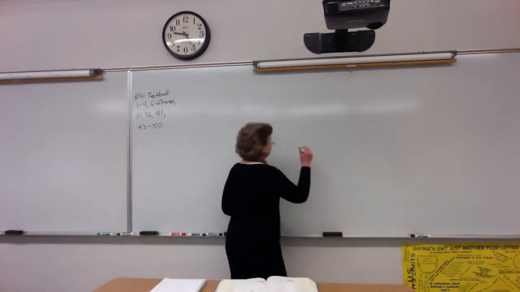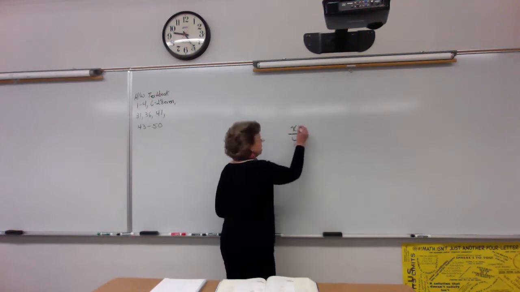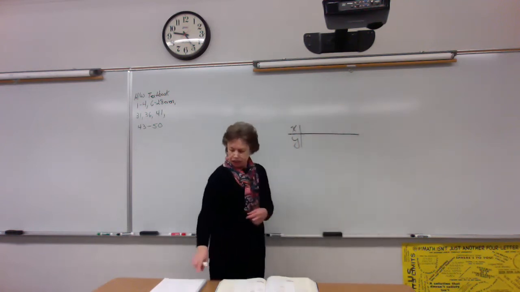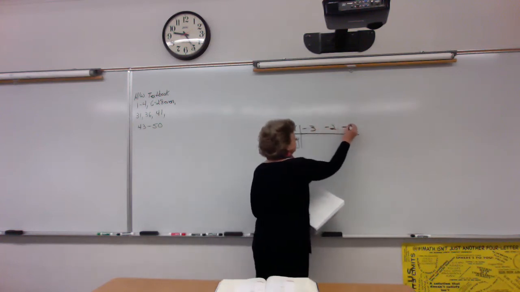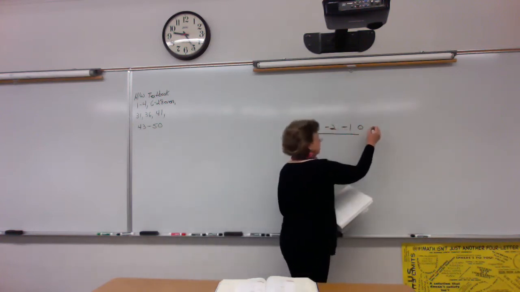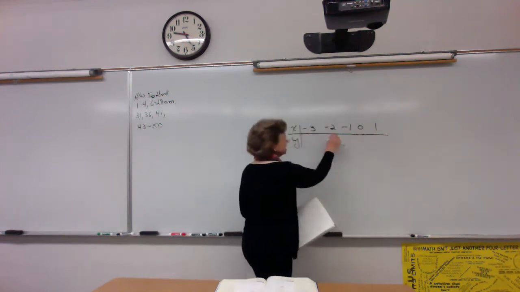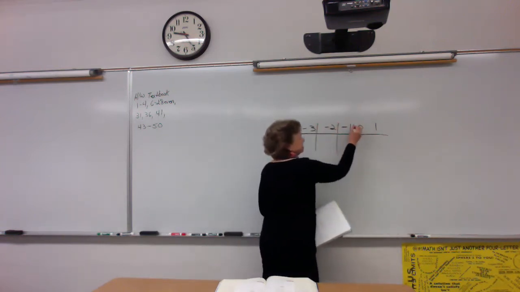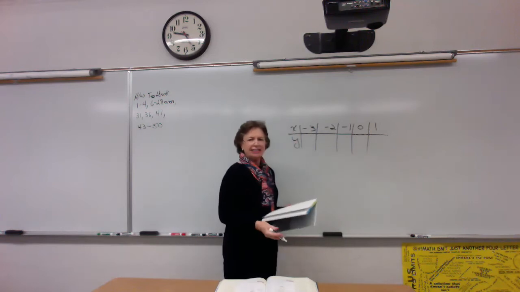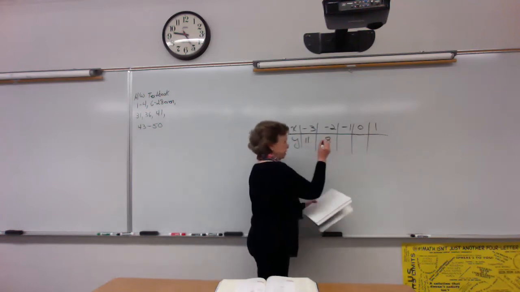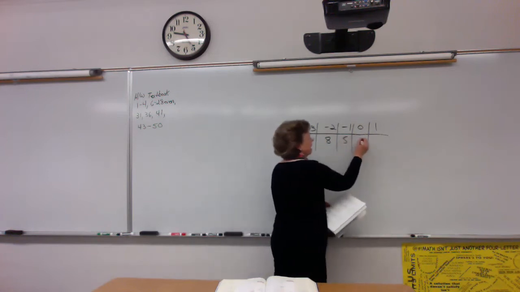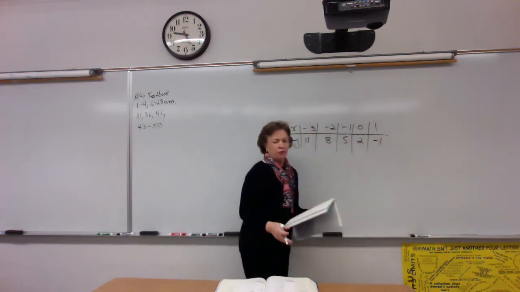I've got a table of values, so there's an x and y. X's range from -3, -2, -1, 0, and +1. So the x values are evenly spaced. So that means we can look at those y values and see what's going on. The y values that they gave us were 11, 8, 5, 2, and -1.